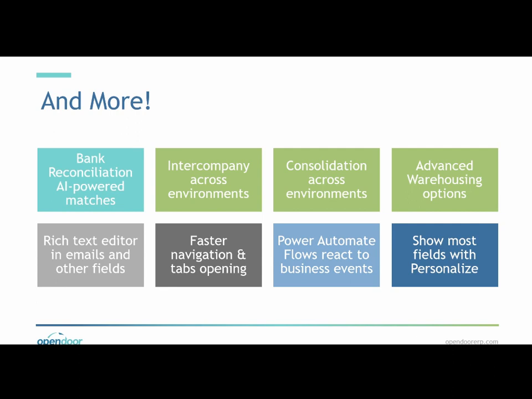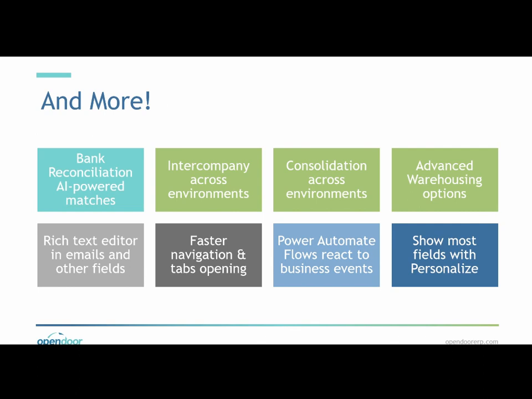And more. We have limited time with those webinars and cannot go over all improvements. But in this new version, the auto match for the bank reconciliation will be improved with AI-powered matches that will help you avoid orphan entries or entries that you have to manually match during the process. You can do intercompany and consolidation across environments. With intercompany, the approval workflows are now supported on those transactions with this version.